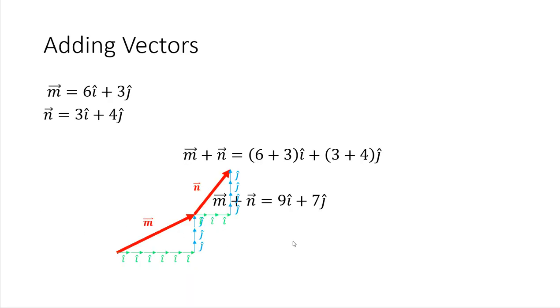This is also useful when we add vectors. We've added vectors before by adding the horizontal components and adding the vertical components. But now we're really adding up all the i hats, all the i's, so there's 6 here and 3 here, and adding up all the j's, there's 3 here and 4 here. So 6 plus 3 is 9 i hat, and 3 plus 4 is 7 j hat. It's pretty straightforward.